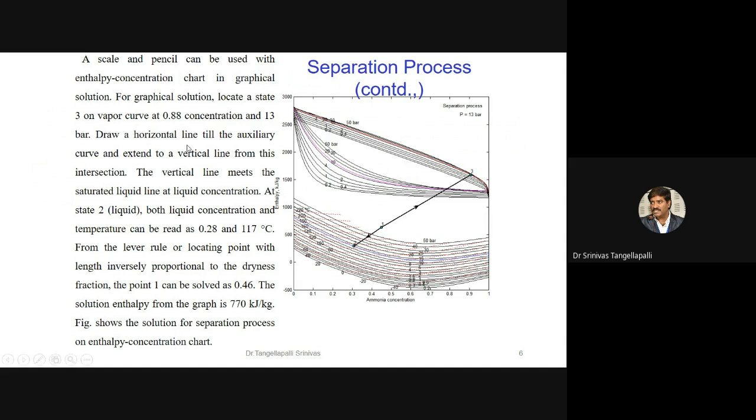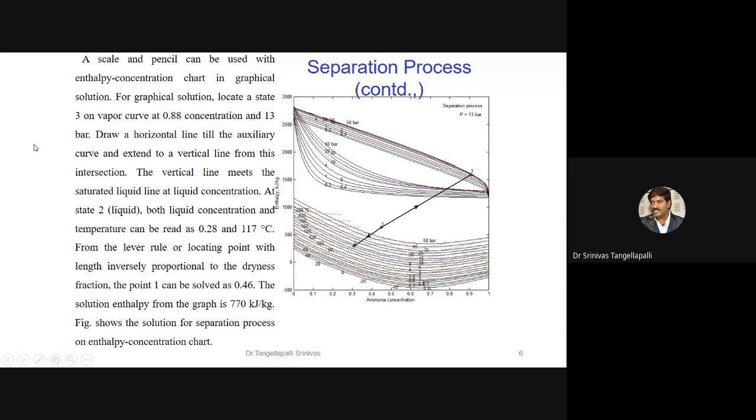Now see this explanation. The graphical solution has been explained for this separation process. A scale and pencil can be used with the enthalpy concentration chart for the graphical solution. For the graphical solution, locate state 3. It's easy to locate state 3 because we know the conditions: we know the pressure and the concentration. On the vapor curve, 0.88 concentration and 13 bar.